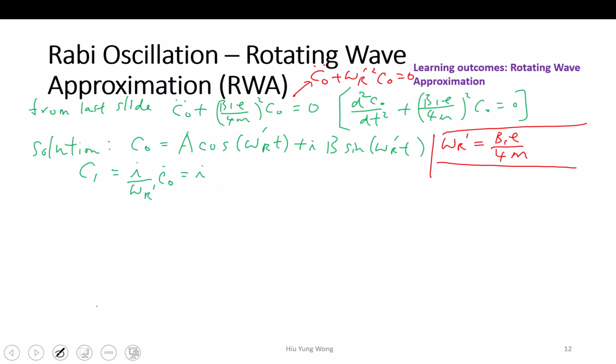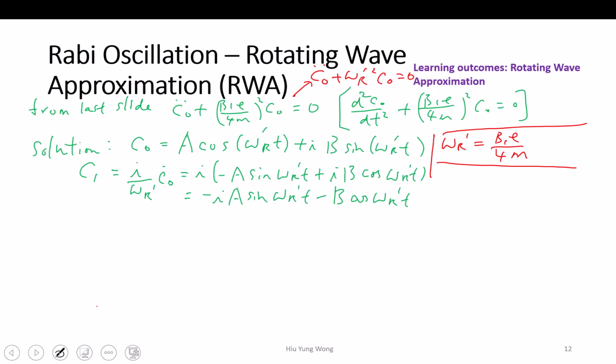So this is going to be equal to negative A sine omega R dash t plus I B cosine omega R dash t. Just because, right, I will take out omega R dash and get it cancelled. So this equals C1. It is equal to negative I A sine omega R dash t minus B cosine omega R dash t. Let me see if that's correct. Minus A cosine. Yeah. Okay.